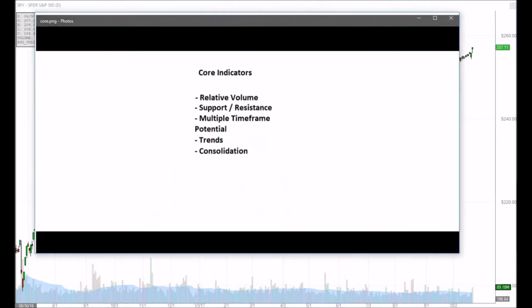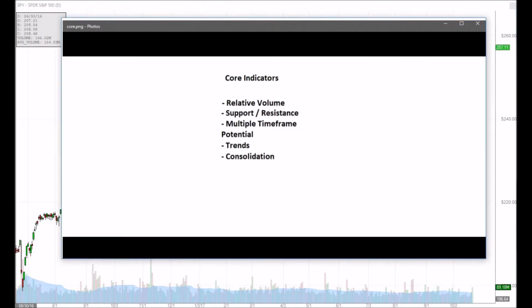First things first, we need to talk about our core indicators, right? Relative volume, support resistance, multiple time frame potential, trends, and consolidation. These are the core fundamental indicators that every day trader should be looking at whenever they're looking at stocks to find potential, right? You need to find stocks with high relative volume, stocks with a nice support and resistance that's easy to identify, stocks on multiple time frames, stocks with good trends, and stocks that have consolidation areas that you can use to kind of understand what's going on.